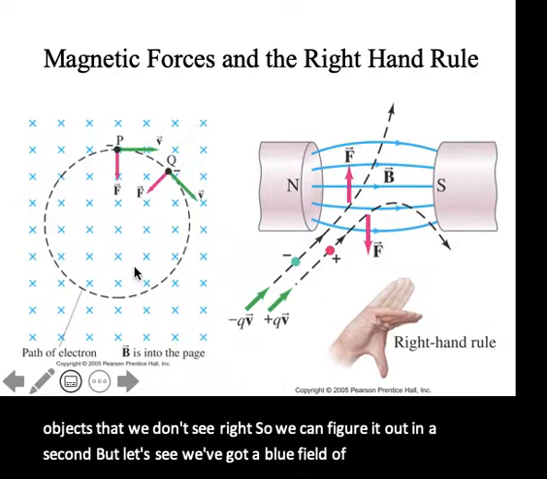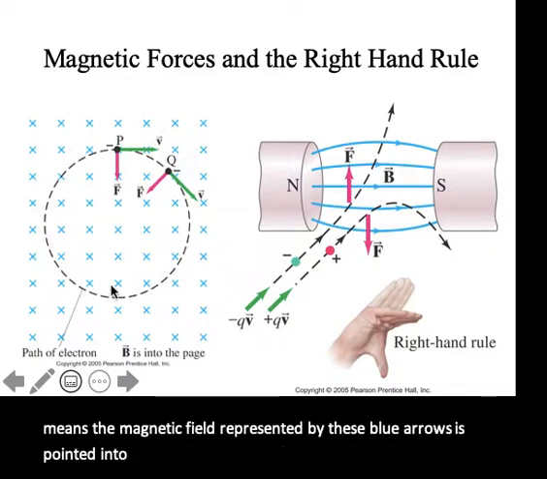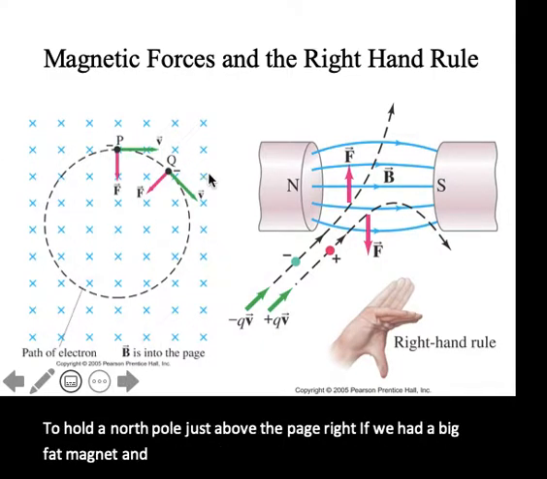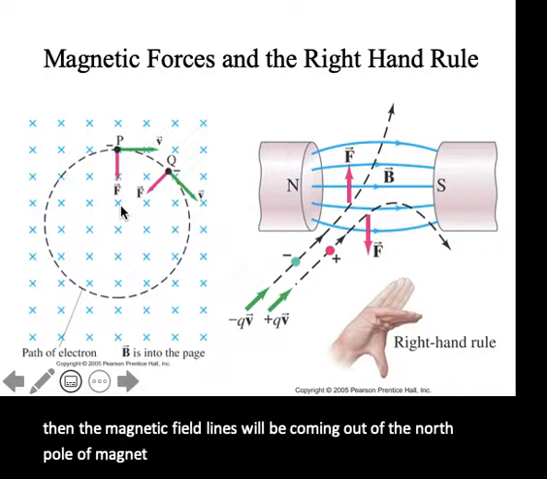So that means the magnetic field represented by these blue arrows is pointed into the page, right? That could be set up in a number of different ways. The easiest one would be to hold a north pole just above the page. If we had a big fat magnet and we held it just above the screen here, then the magnetic field lines would be coming out of the north pole of the magnet, and so they would push through and into the paper. That would be one way of doing it.